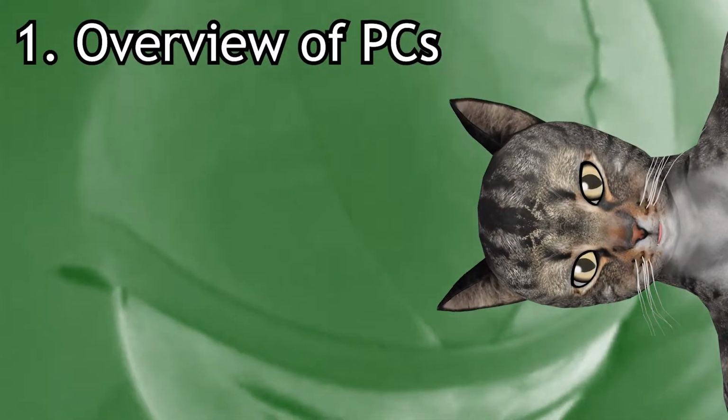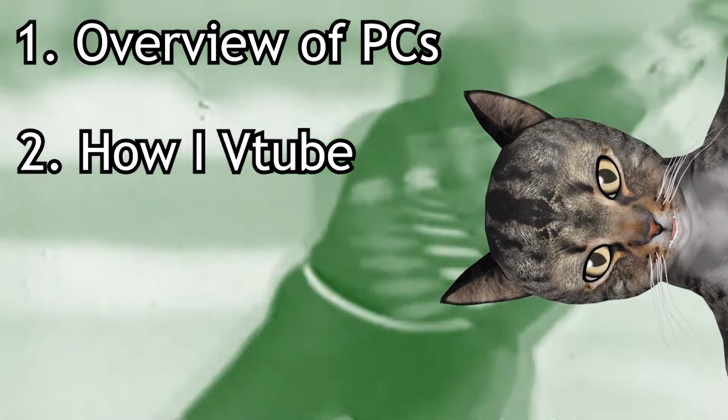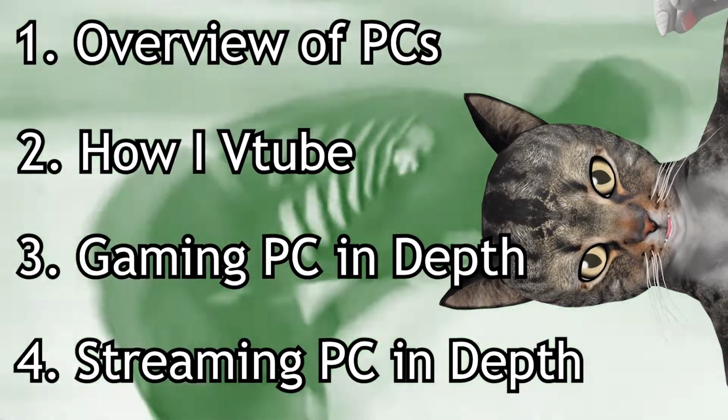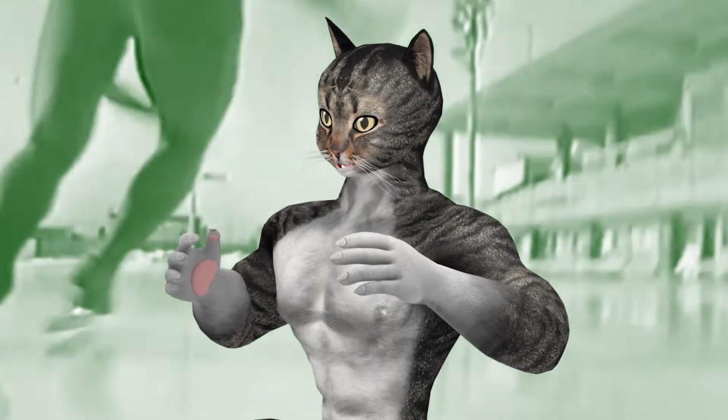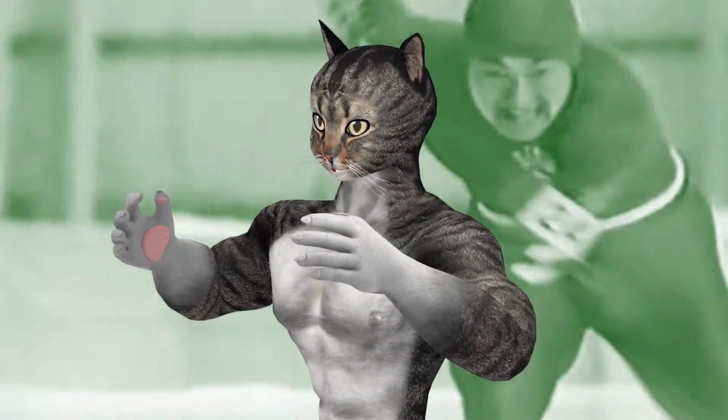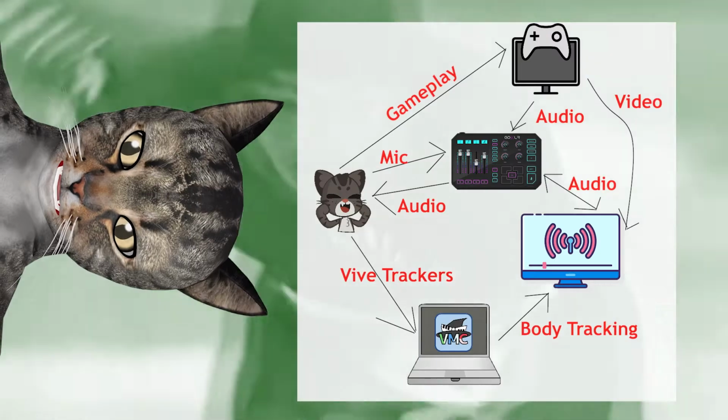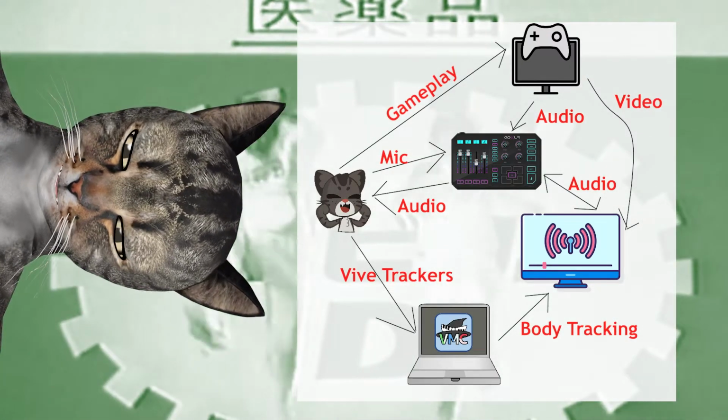The structure of the video I've settled on is this: a brief overview of the PCs, how I VTube, the gaming PC in depth, and then the streaming PC in depth. Okay, so first let's talk about my PC setup, because I'll usually talk about the streaming PC and the gaming PC, and you probably have no idea what this means. I made this diagram to hopefully help explain what's going on.